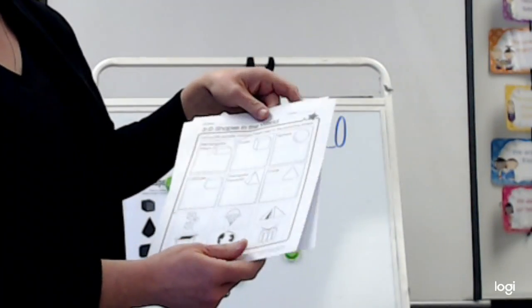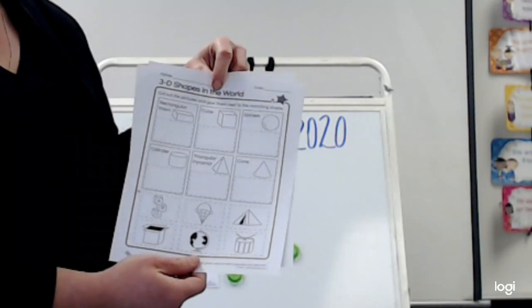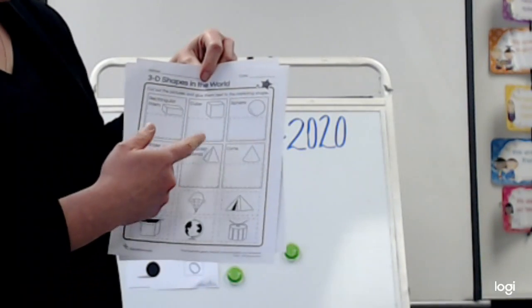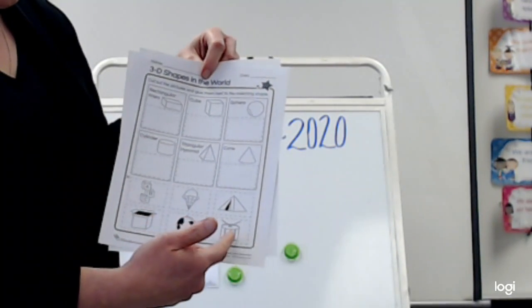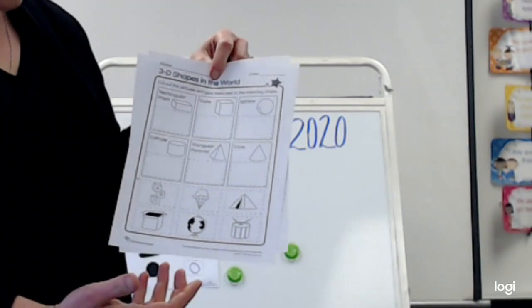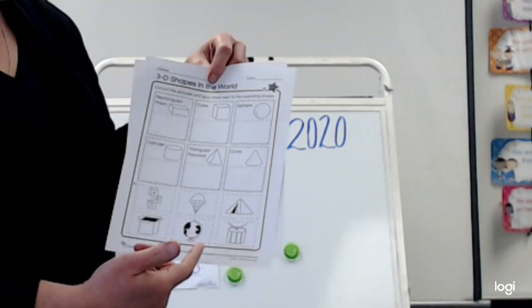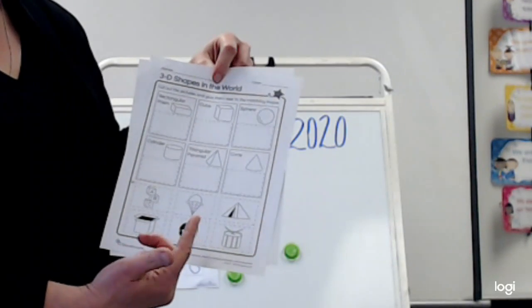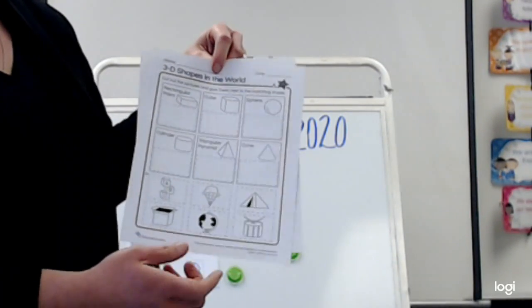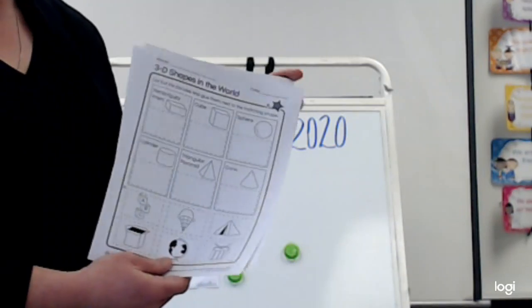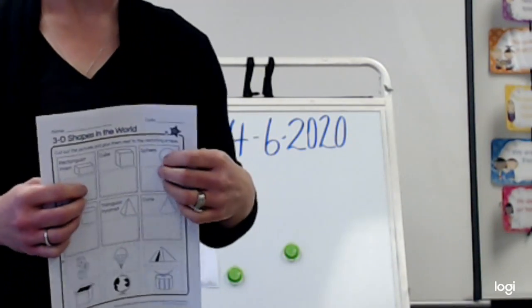And 3D shapes in the world. This one is just 3D shapes. So match the 3D shapes with the shapes that we might see in everyday things, like blocks, a box, ice cream cone, a globe, a tent, and a drum. So just go ahead and cut and paste and match those. Okay, boys and girls, have fun with your shapes.